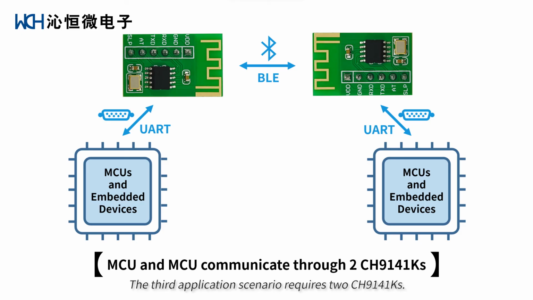The third application scenario requires two CH9141Ks. The two serial ports are respectively connected to two embedded devices. One of the two CH9141Ks is the Bluetooth host, and the other is a Bluetooth slave, and they communicate through a Bluetooth connection. In this scenario, two embedded devices can realize serial communication wirelessly.